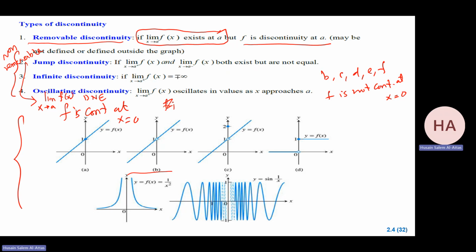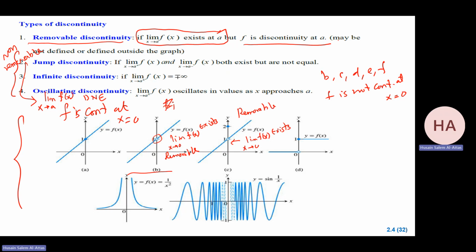So if you look at this problem, the function is not continuous at 0, but is it removable? We check whether the limit as x goes to 0 exists or does not exist. It exists. So this is removable. The same thing here at 0. The limit exists, so we call it removable.